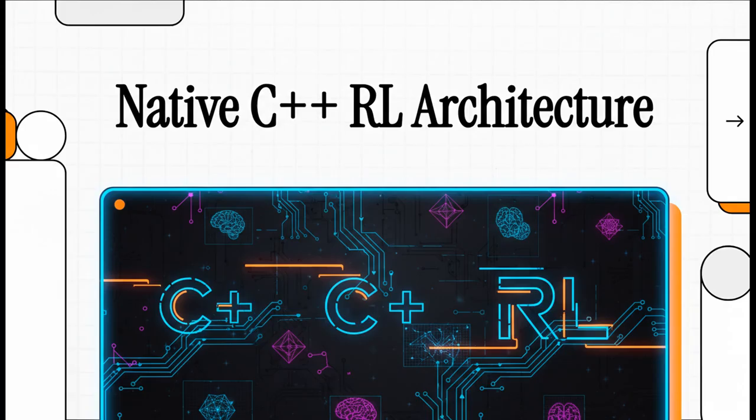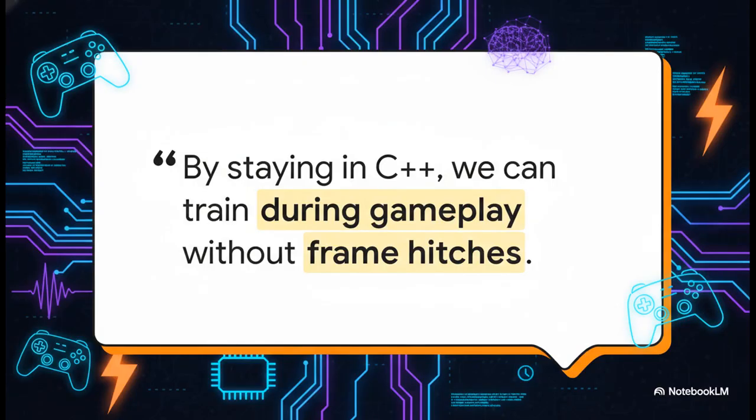Let's dive right in. So right off the bat, the most fundamental choice here is C++ over Python. And this quote just nails why that's so important. You know, in game development, performance is king. Every single millisecond counts. This whole architecture is designed so you can train agents live while the game is running without ever dropping a frame. That is a massive game changer.